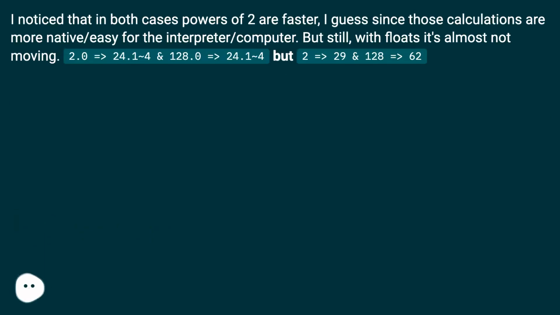I noticed that in both cases powers of 2 are faster. I guess since those calculations are more native/easy for the interpreter/computer. But still, with floats it's almost not moving. 2.0, 24.14 and 128.0, 24.14, but 229 and 128, 62.